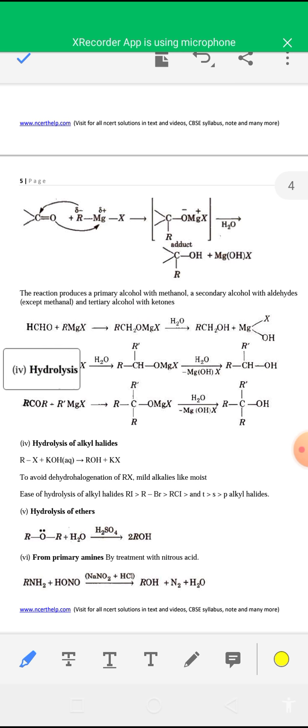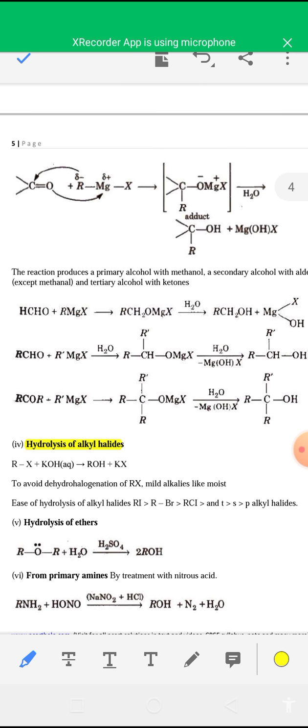The next method is hydrolysis of alkyl halide. This is actually a substitution reaction. An alkyl halide is generally represented by RX. When an alkyl halide is treated with aqueous KOH or aqueous NaOH, you will get alcohols. The halogen will be substituted by the OH group.